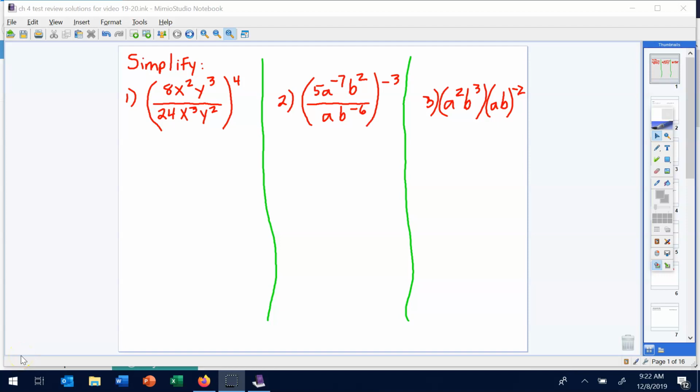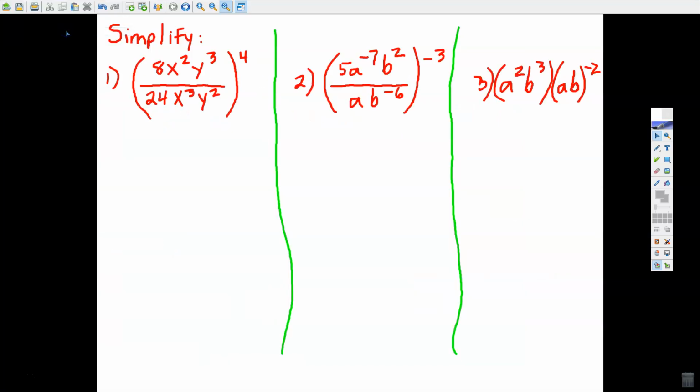This is your Chapter 4 test review sheet, the solutions to all of the problems. So let's get started. These first three problems, we want to make sure that you understand your rules of exponents, and all of them are being used in these first three problems.